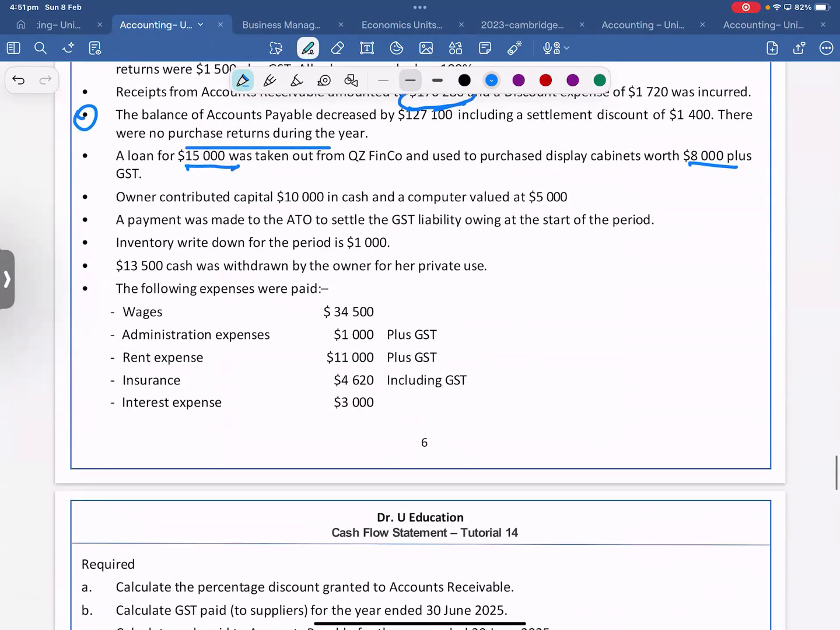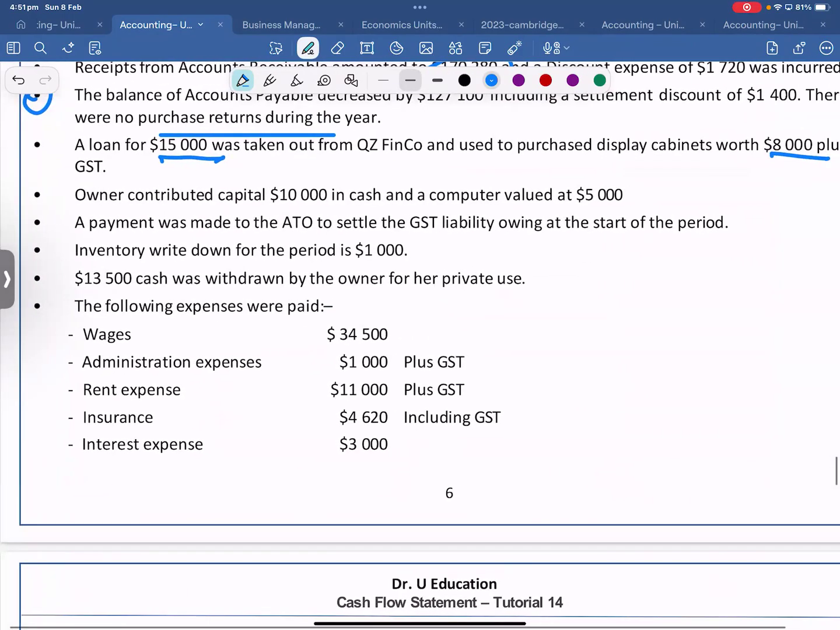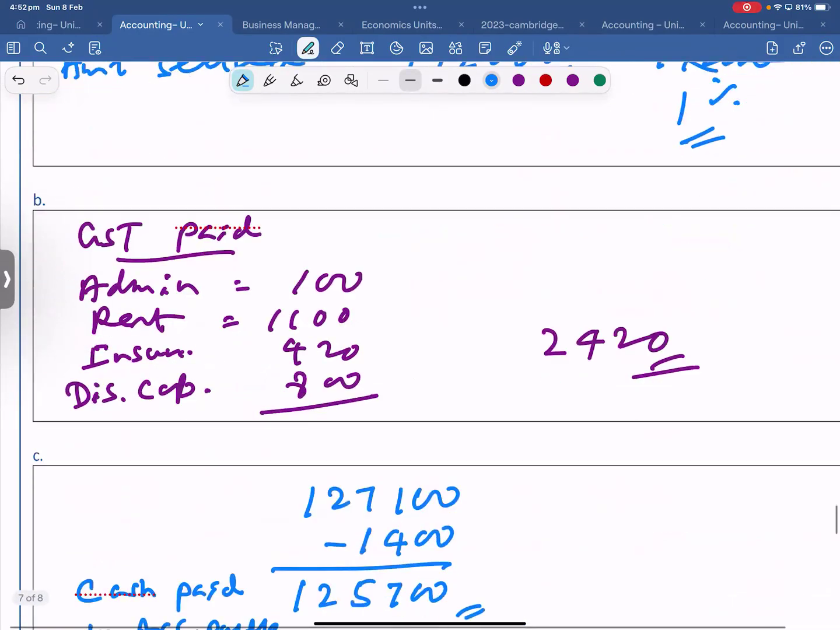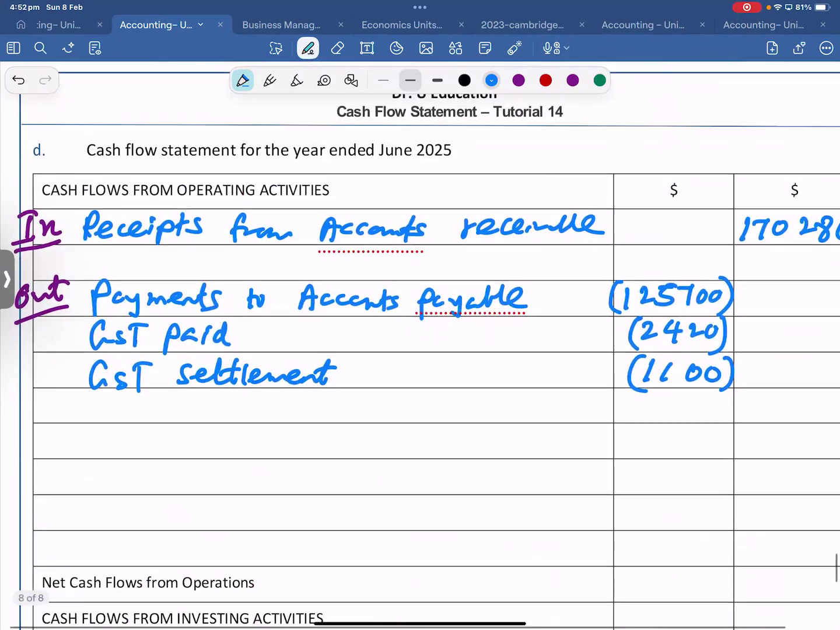And then inventory write down 1,000. Where do we record it? Nowhere. Why not? It's not cash, yes? Right.